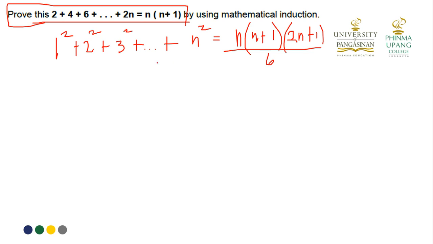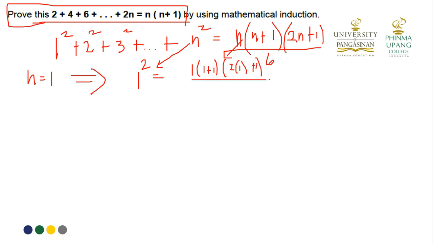So, ulitin lang natin: n squared is equal to n, quantity of n plus 1, quantity 2n plus 1, all over 6. Kunin natin yung n is equal to 1. Kayo muna ang magsosolve. Sabihin nyo sa akin kung equal sila. 1 squared is equal to 1 times the quantity 1 plus 1, times the quantity 2 times 1 plus 1, all over 6. So, what is 1 squared equivalent to? What is 1 plus 1?